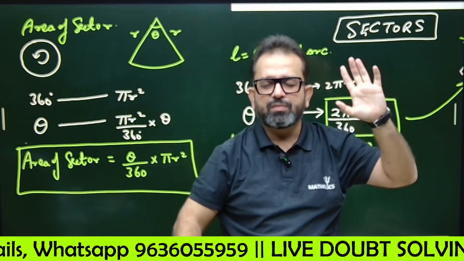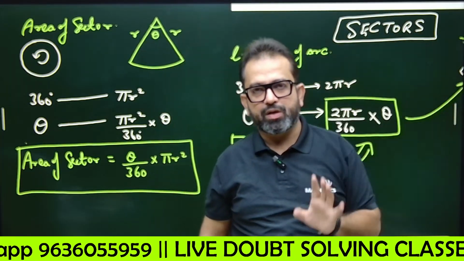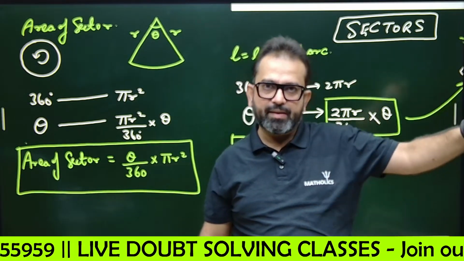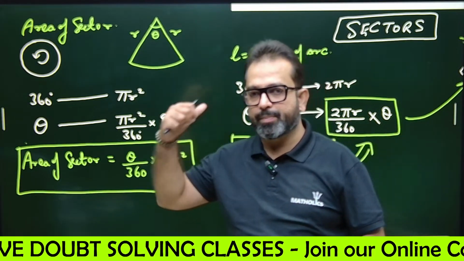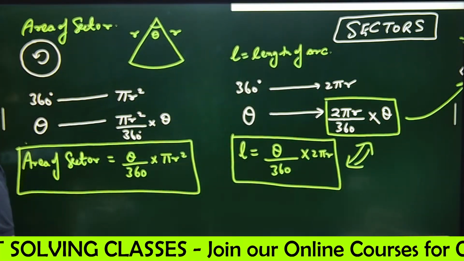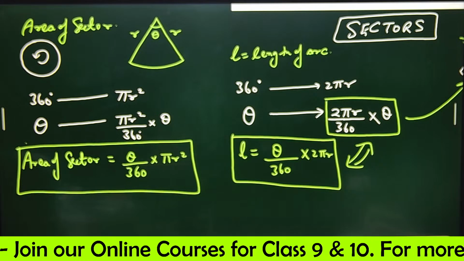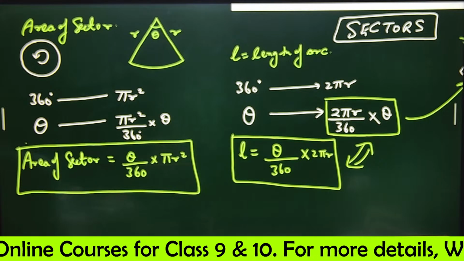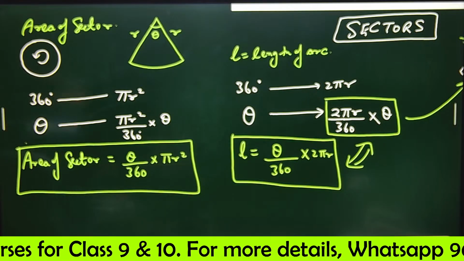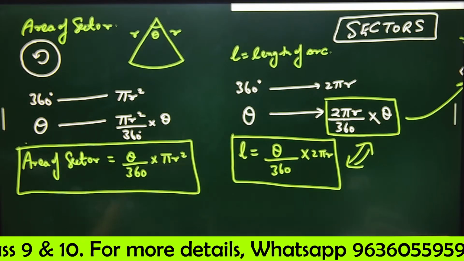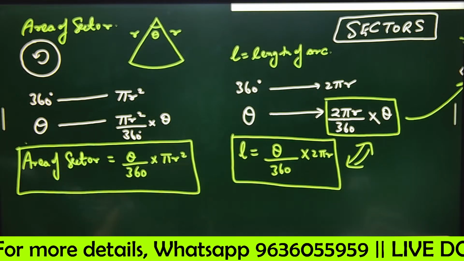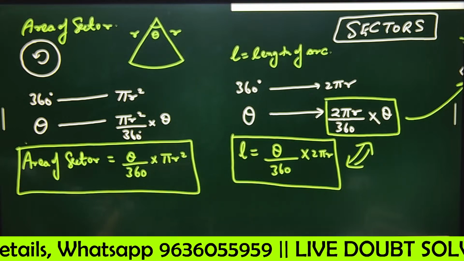If it is area, it will be theta by 360 into pi r square. If it is length of arc, theta by 360 into 2 pi r. That's it. Copy it and we'll be solving questions now.